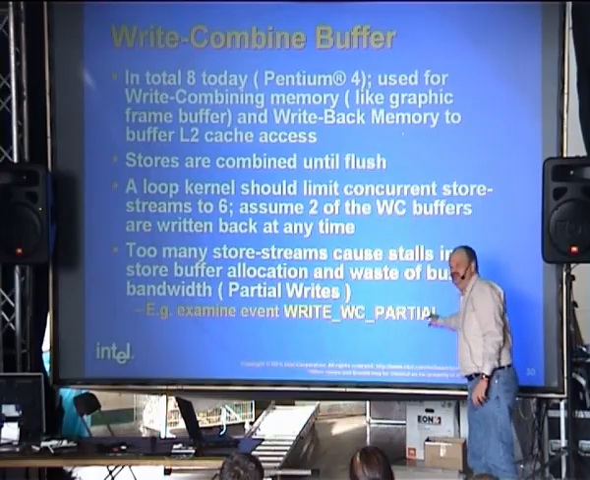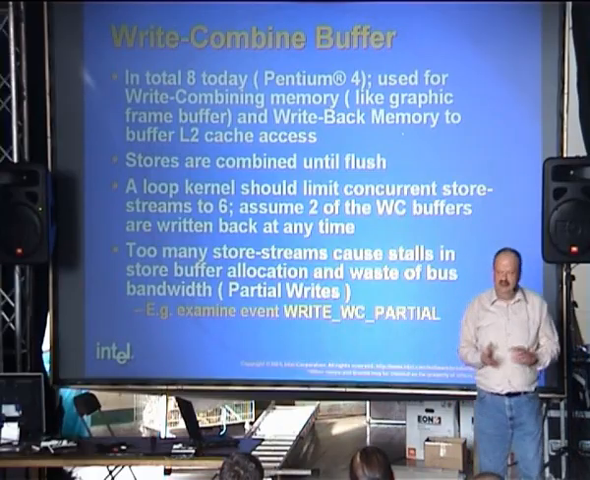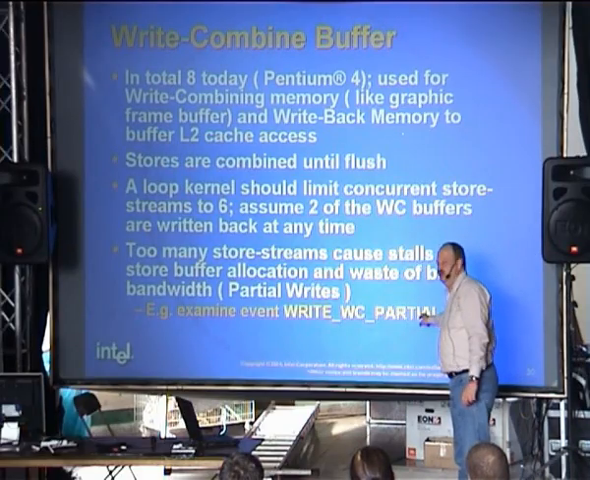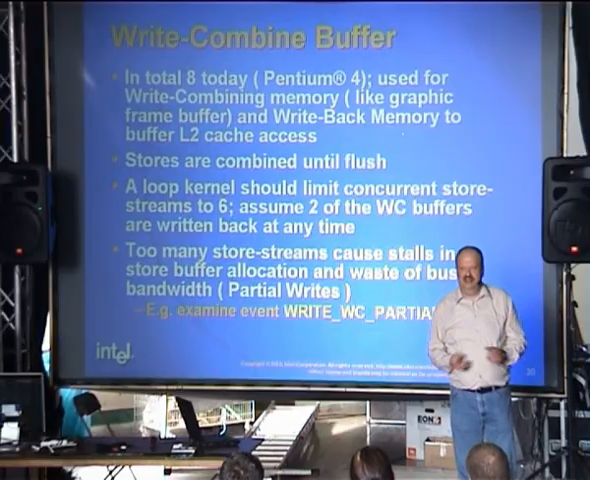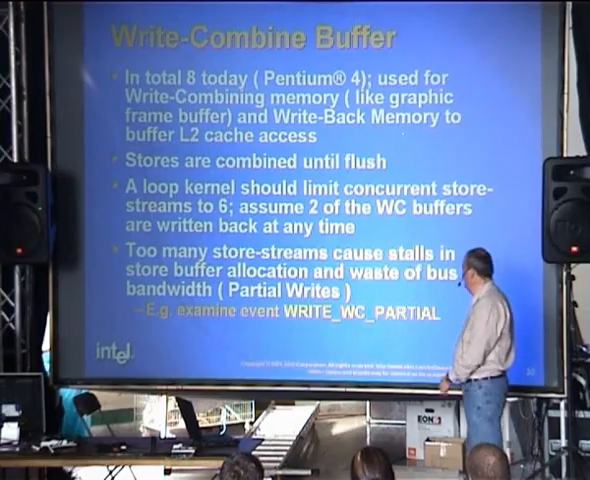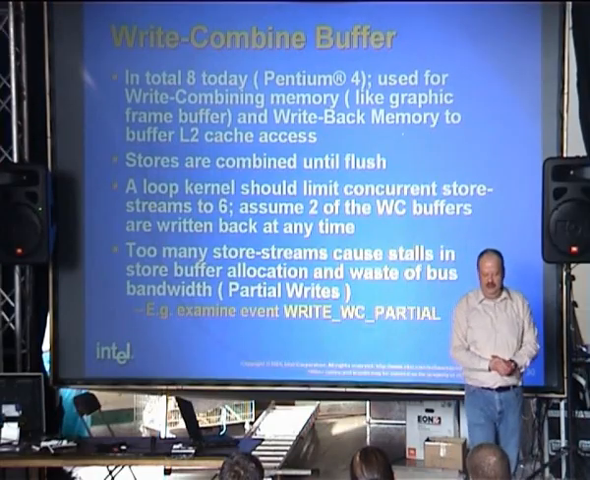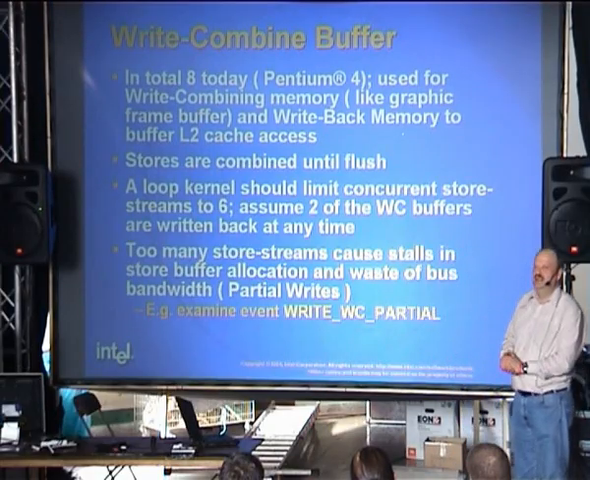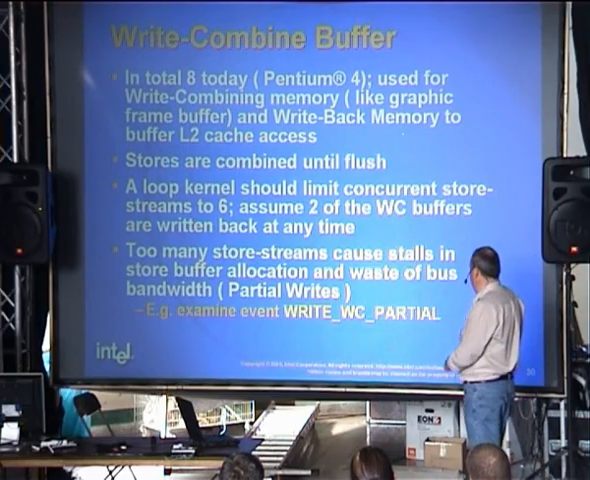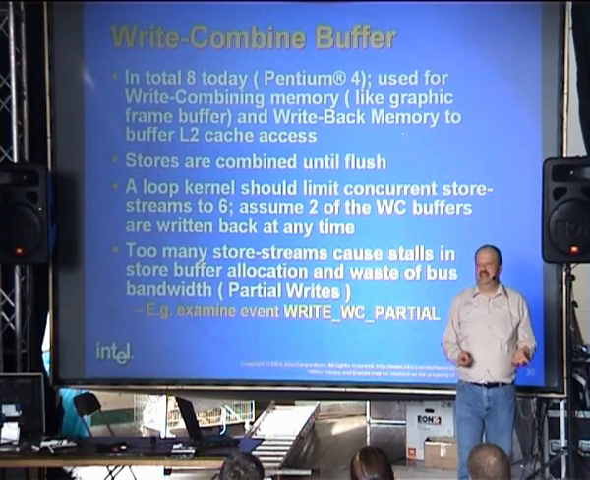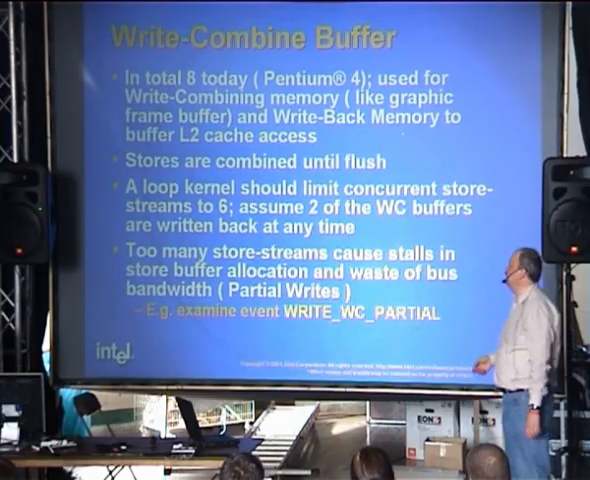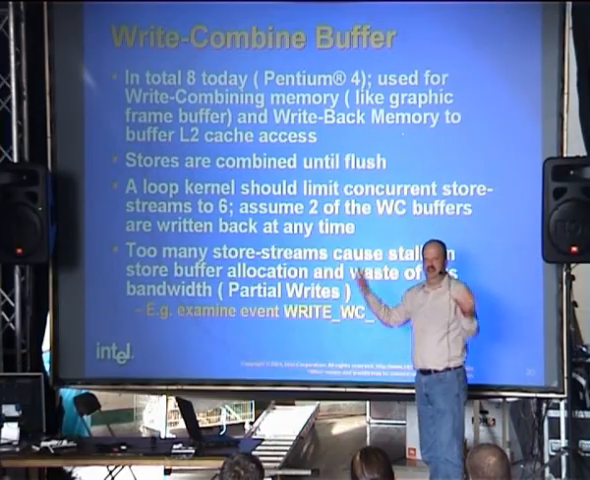There is an event specifically for this kind of penalty or issue you might run into. For example, if you are looking for issues regarding these write combine buffers and your graphic memory, the frame buffer memory, then you simply look at this event. You select this event in VTune, you run your application, and if this number is not extremely small, then you have an issue. Typically this issue occurs if you have a big loop in your application writing to more than 6 different areas in your frame buffer.